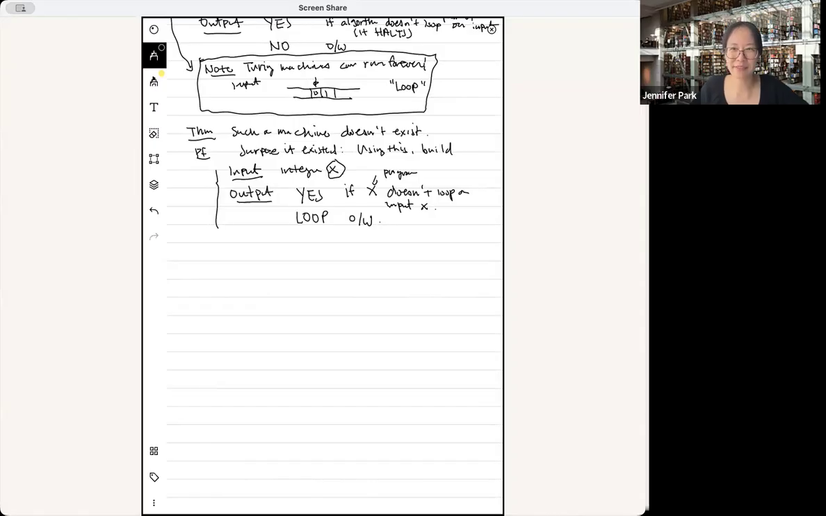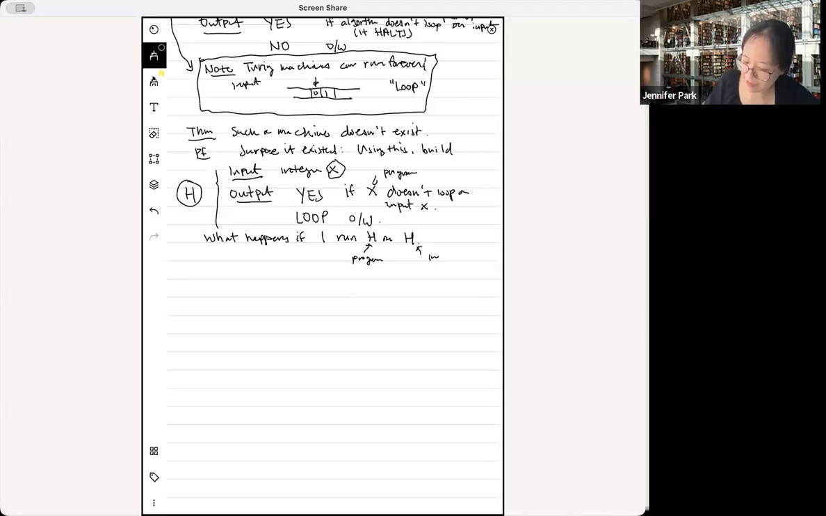And now this is where the contradiction comes in. So let's call this h. So h is also an integer that I'm encoding this program as. Then the question is, what happens if I run h on h? So h is a program and h is an input. Yes, I'm looking at x as a program and also as an input.